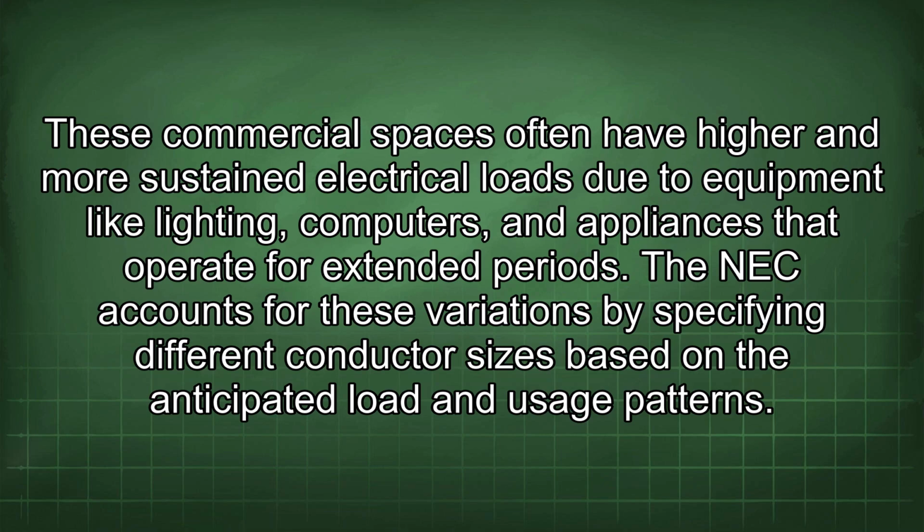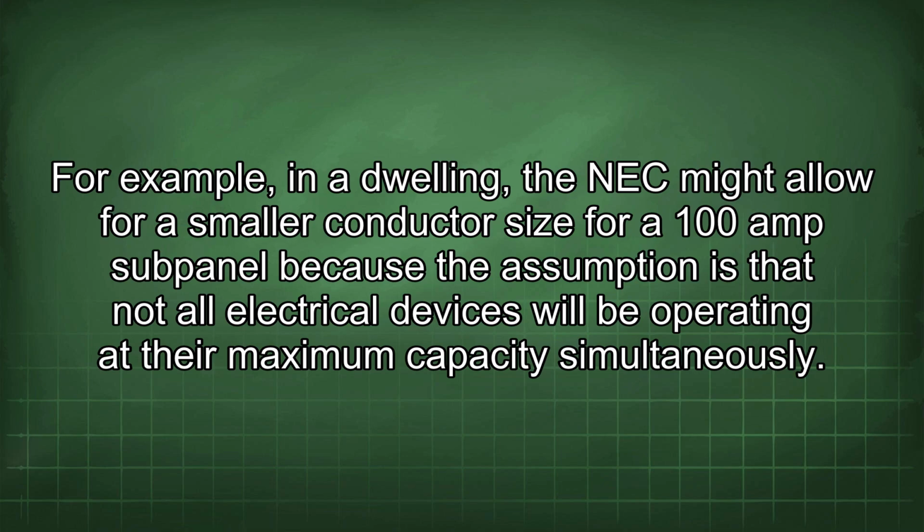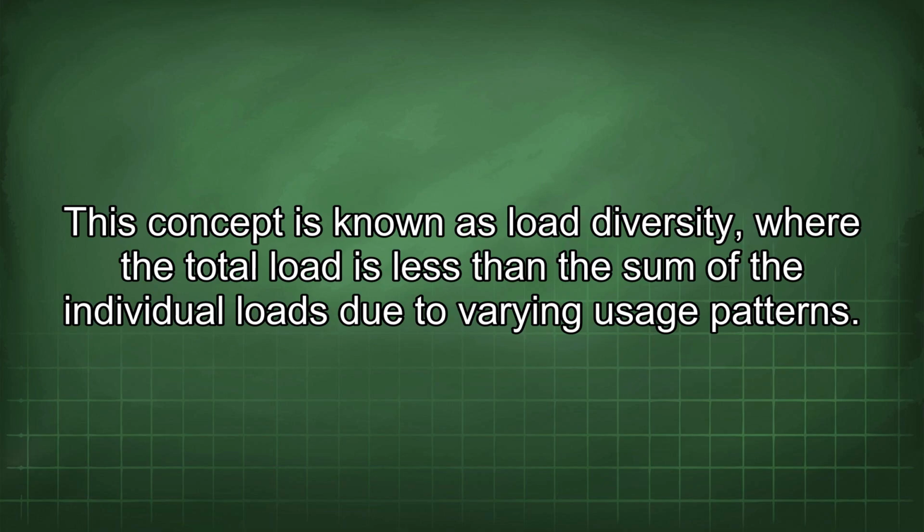The NEC accounts for these variations by specifying different conductor sizes based on the anticipated load and usage patterns. For example, in a dwelling, the NEC might allow for a smaller conductor size for a 100 amp subpanel because the assumption is that not all electrical devices will be operating at their maximum capacity simultaneously. This concept is known as load diversity, where the total load is less than the sum of the individual loads due to varying usage patterns.